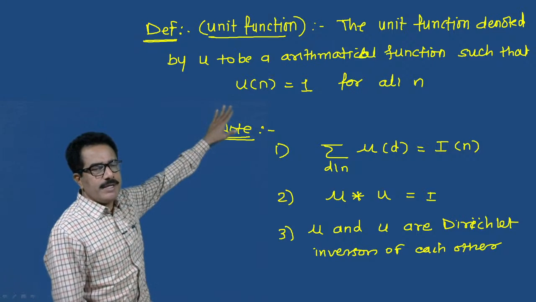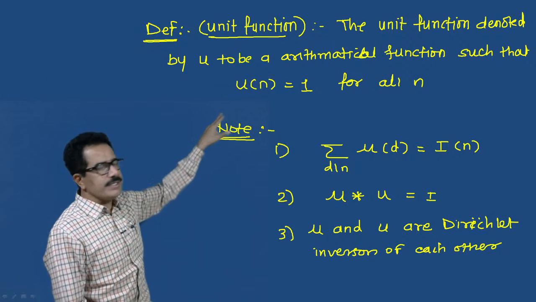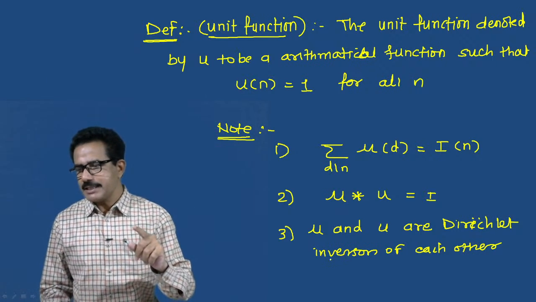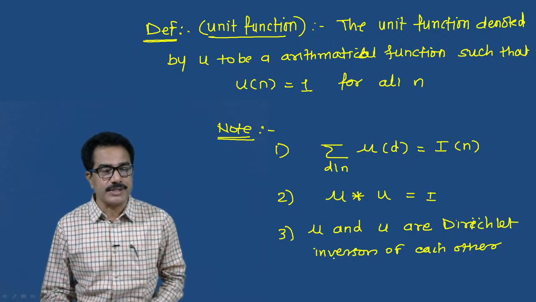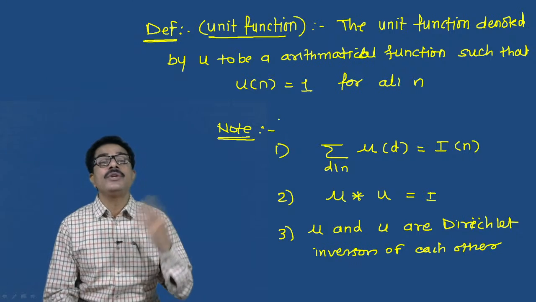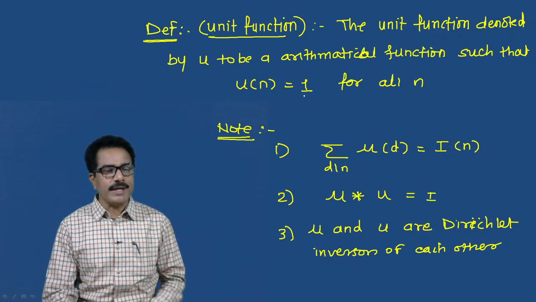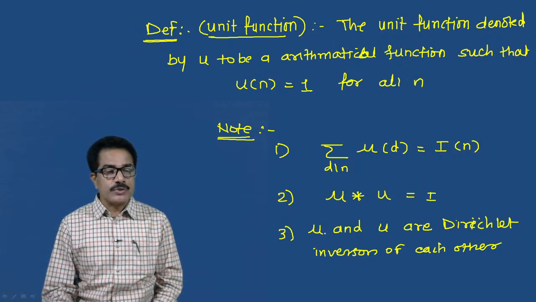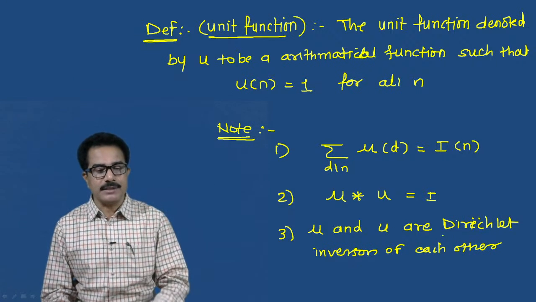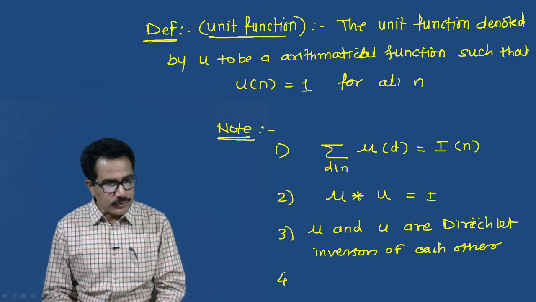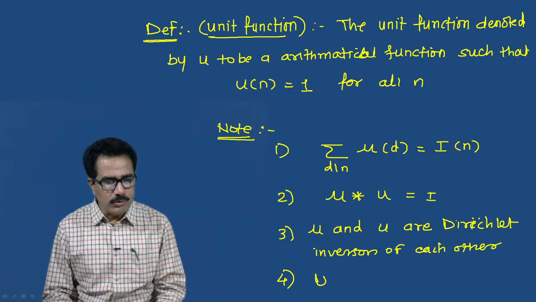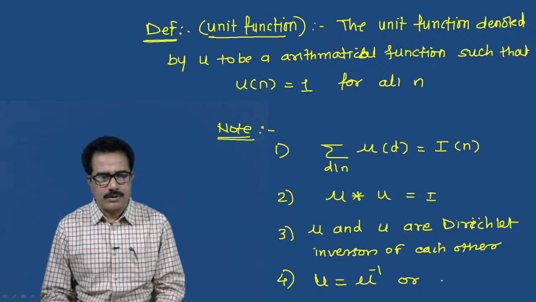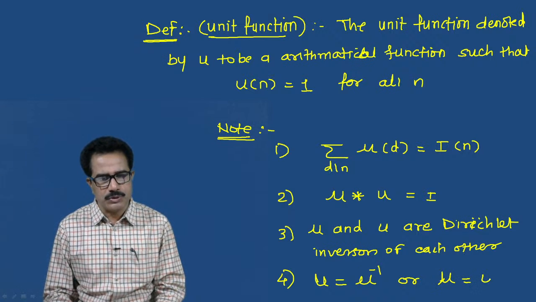Here, the summation over d divides n of mu of d is equal to I of n. I means the identity function, and u means the unit function. So u of n is equal to 1, and mu star u is equal to I. So we can say that mu and u are the Dirichlet's inversion of each other. So we can write u is equal to mu inverse, or mu is equal to u inverse.